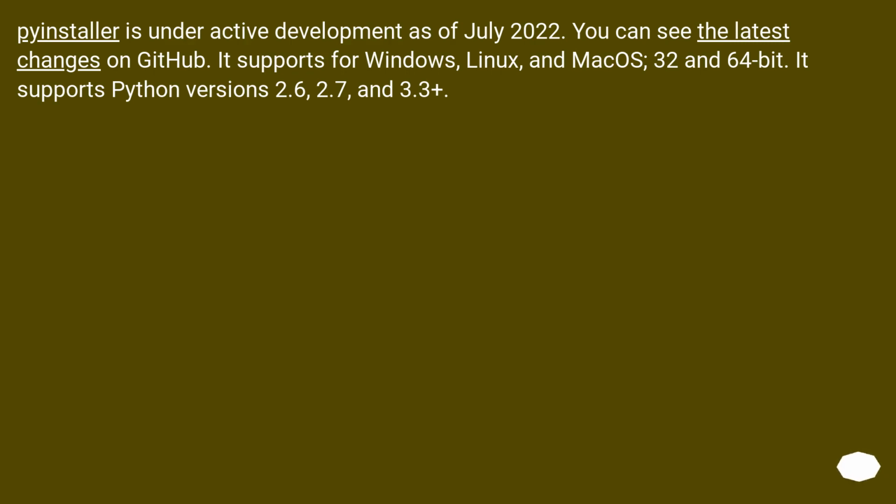PyInstaller is under active development as of July 2022. You can see the latest changes on GitHub. It supports Windows, Linux, and macOS, 32 and 64-bit. It supports Python versions 2.6, 2.7, and 3.3+. AutoPy to exe is a GUI for PyInstaller.